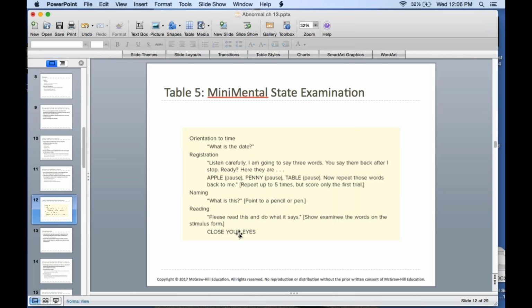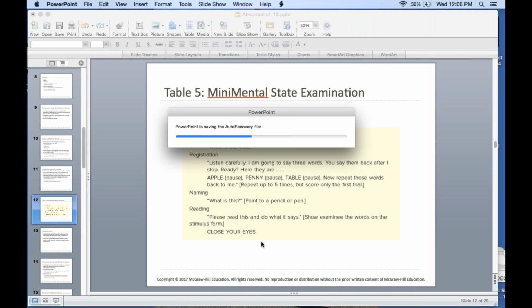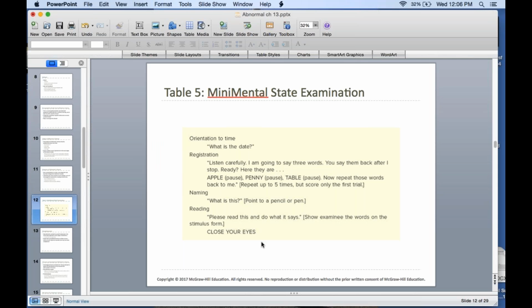I will write this on a piece of paper, close your eyes, and say, please read this and then do what it says. And the person should close their eyes. And many other things like this. I would say, how many weeks are in a year? Do you know which direction the sun sets? Counting backwards, starting at 100 by sevens, so 93, and then from there, and so on.